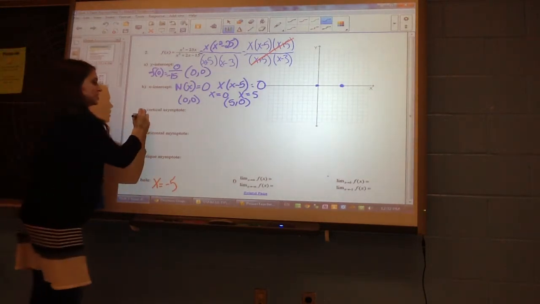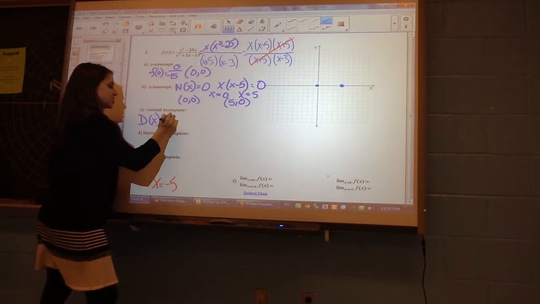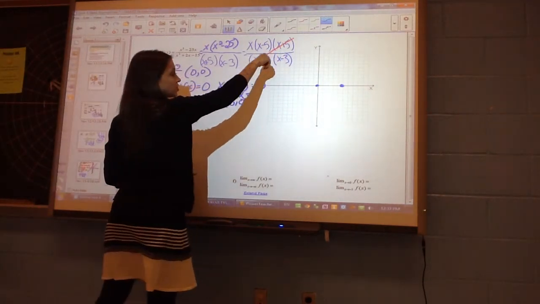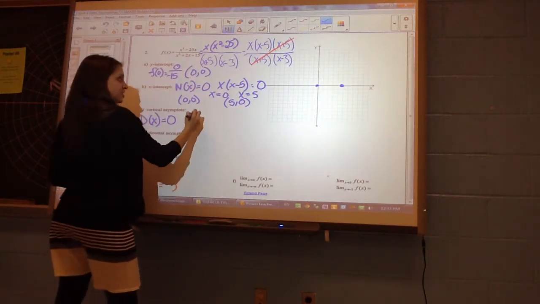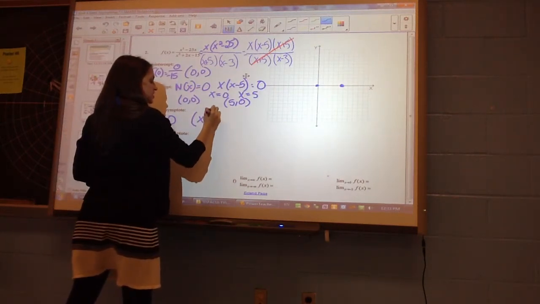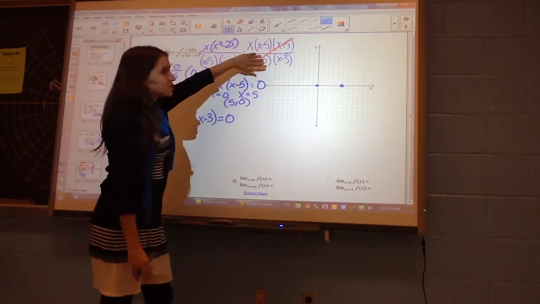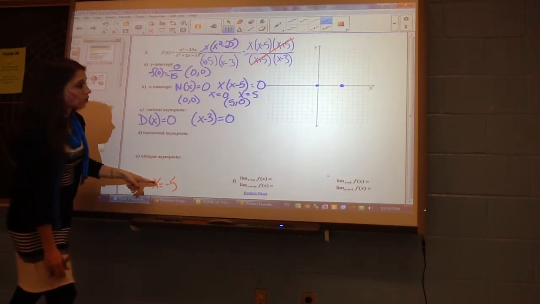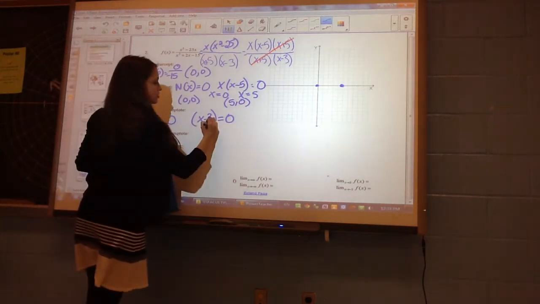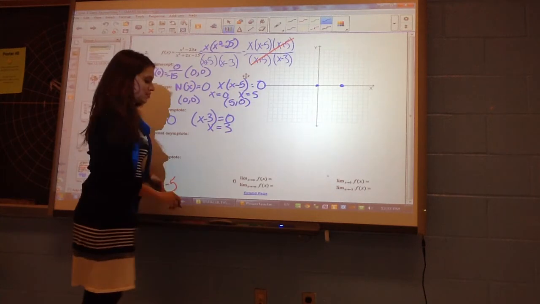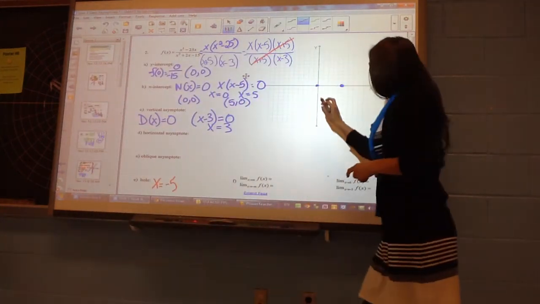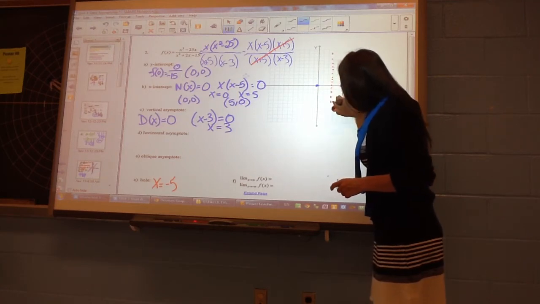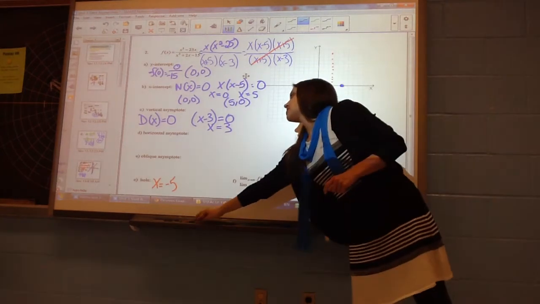Vertical asymptote is where your denominator equals 0. Again, I can use my factored form here. This is going to be x minus 3 equals 0. I already accounted for this x plus 5. X equals negative 5, I have a hole. But I'm going to have an asymptote at x equals 3. So I'm going to go ahead and put that on my graph. 1, 2, 3. Vertical asymptote at x equals 3.